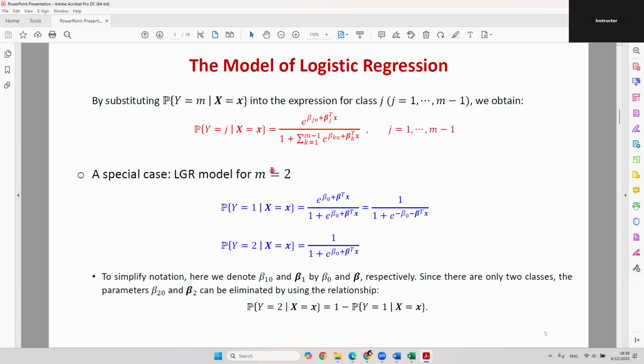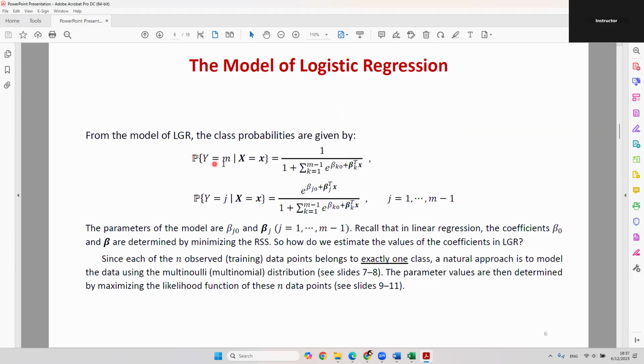So as a special case for two classes, the logistic regression model is in this way. Here I did use this identity, probability y equal to 2 given x equal to x equals 1 minus probability y equal to 1 given x, because I totally have two classes. So we get a very simple explicit posterior for these two classes for logistic regression.